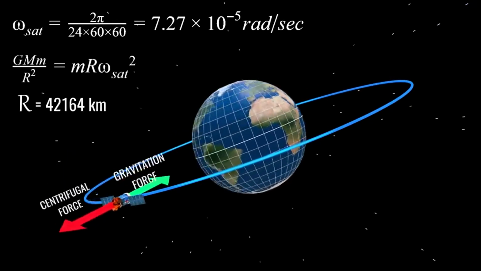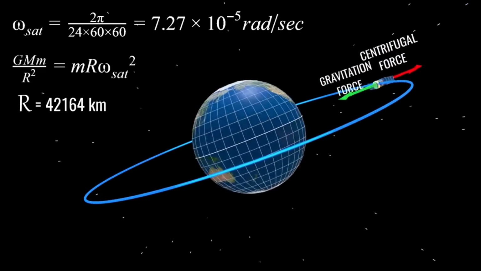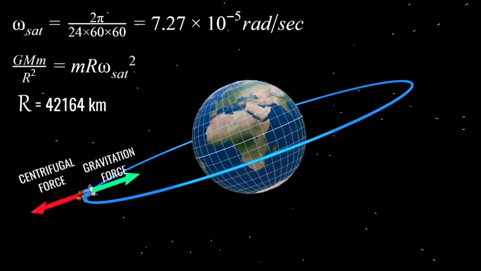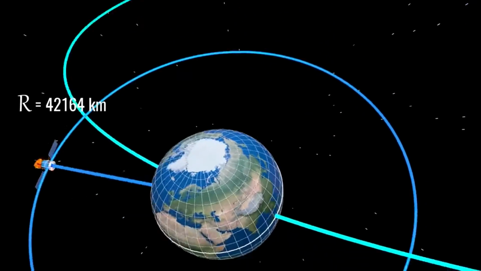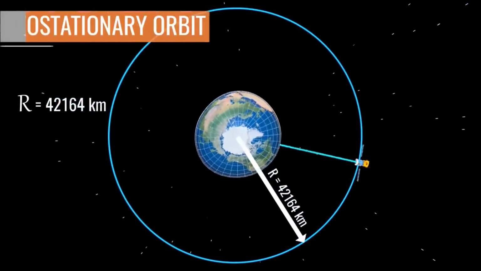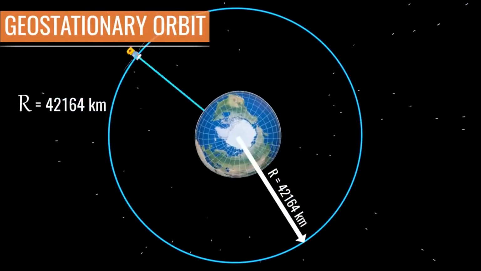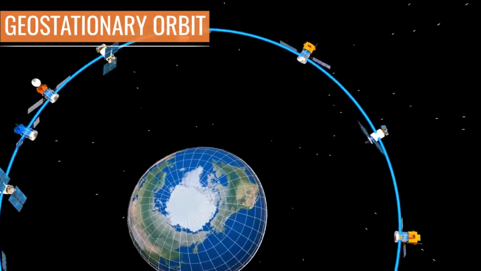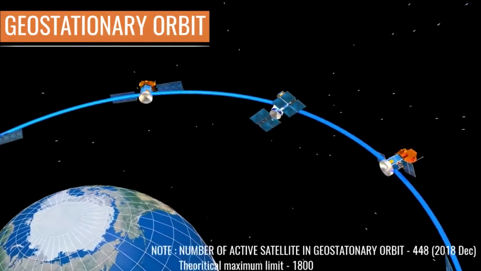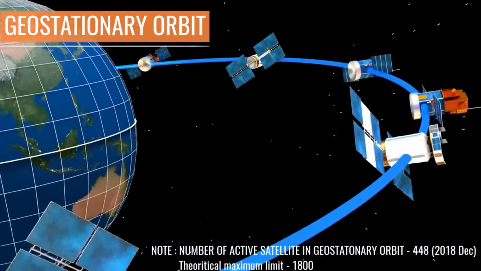You can see that the orbital radius required to achieve the no relative motion condition for the satellite is exactly 42,164 kilometers. This orbit is known as a geostationary orbit. All satellites used for satellite TV purposes should be parked in this orbit. And this visual shows how crowded the geostationary belt has become nowadays.